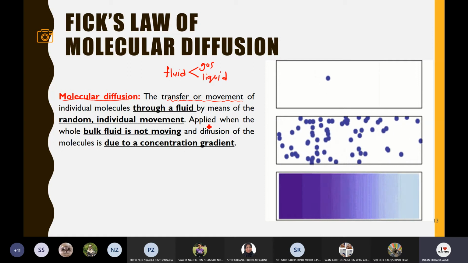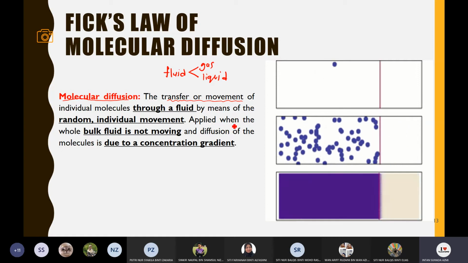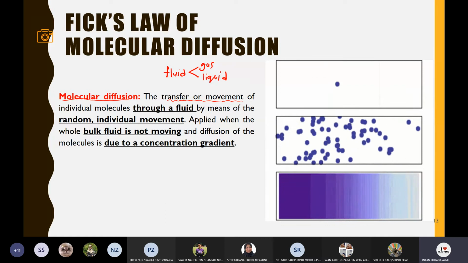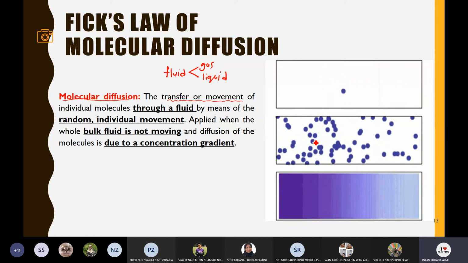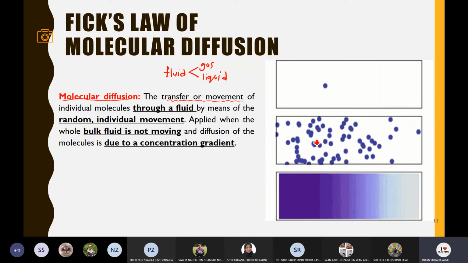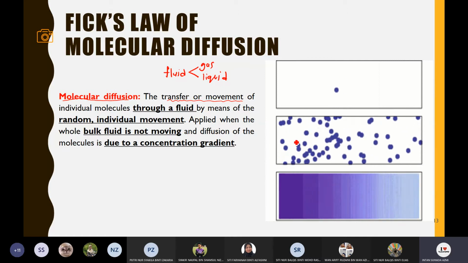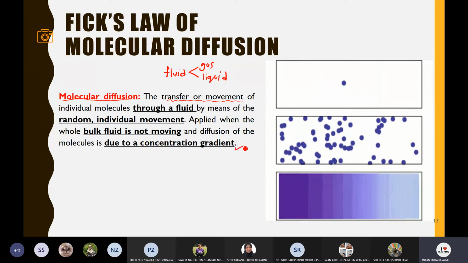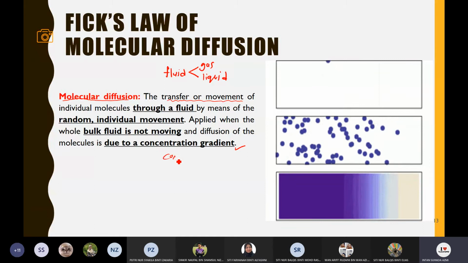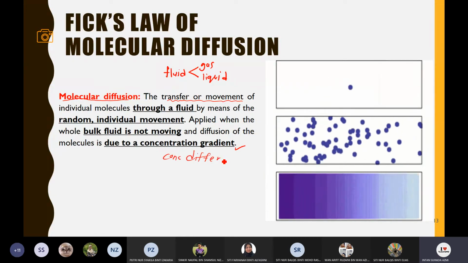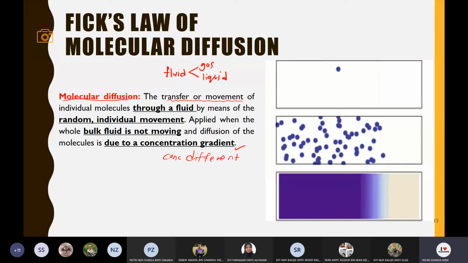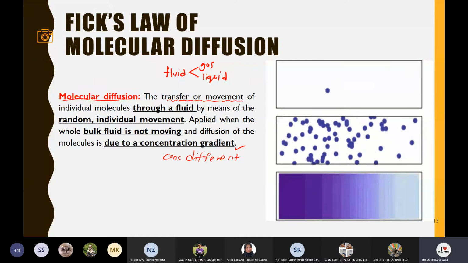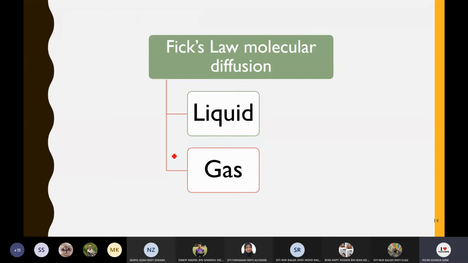Then Fick's law will apply when the whole bulk fluid is not moving. It means that, as you can see, only the purple solute is moving, not the whole of the solution. And diffusion of the molecule, of course, must have a concentration gradient. Concentration gradient means concentration difference. So Fick's law is applied in fluid. Fluid consists of liquid and gas.